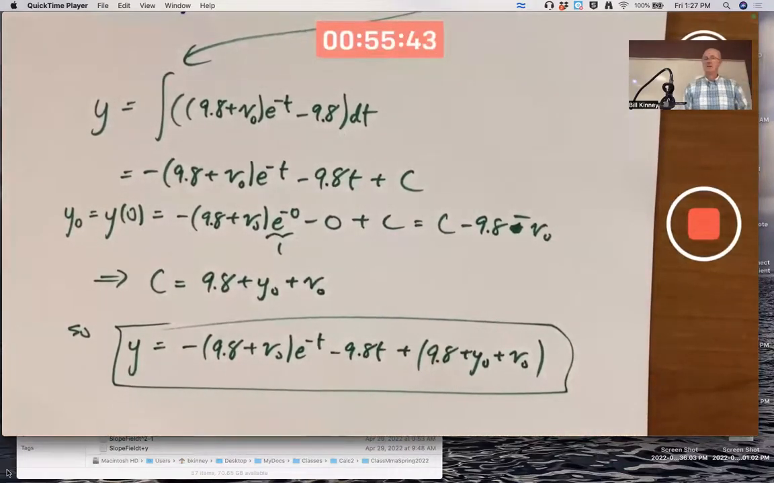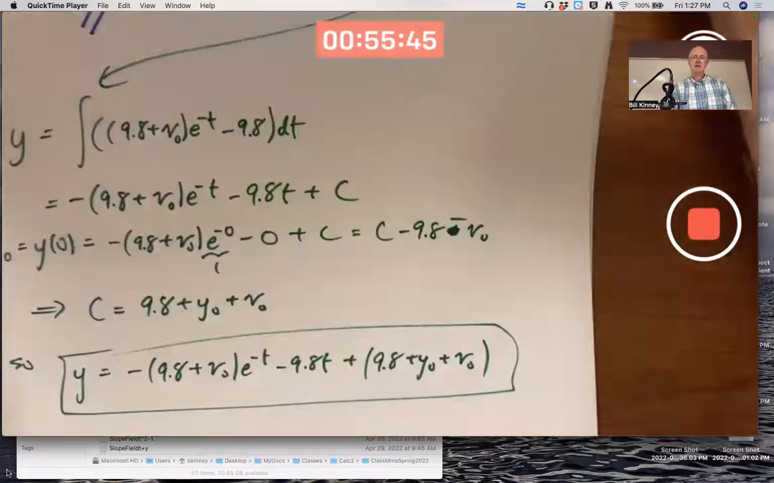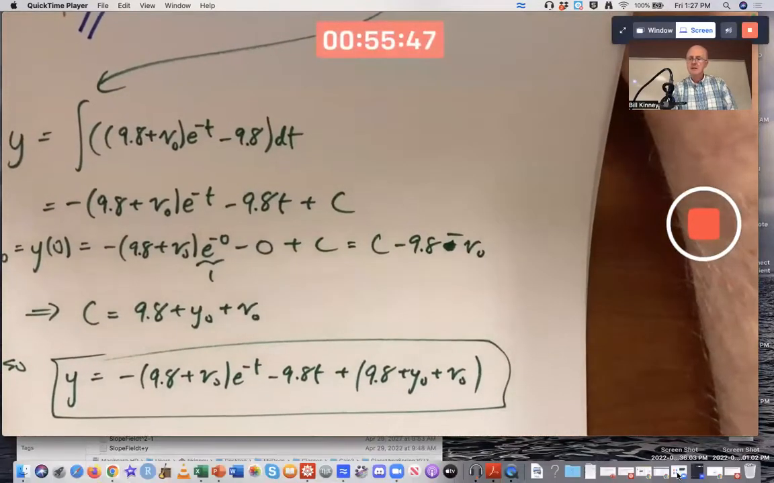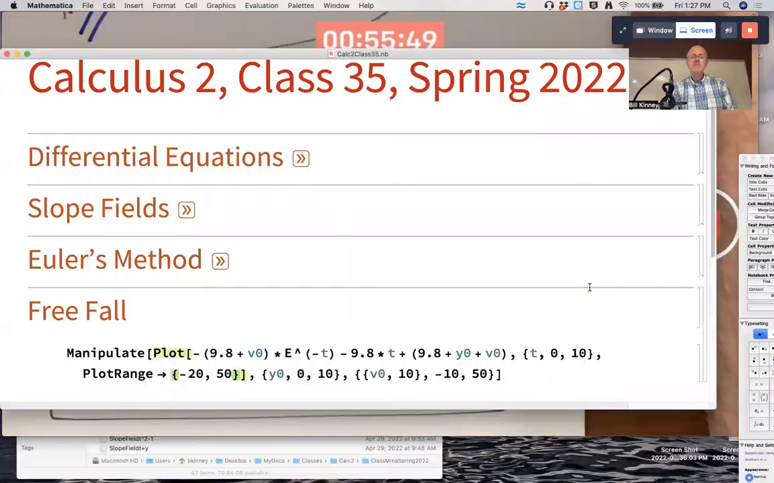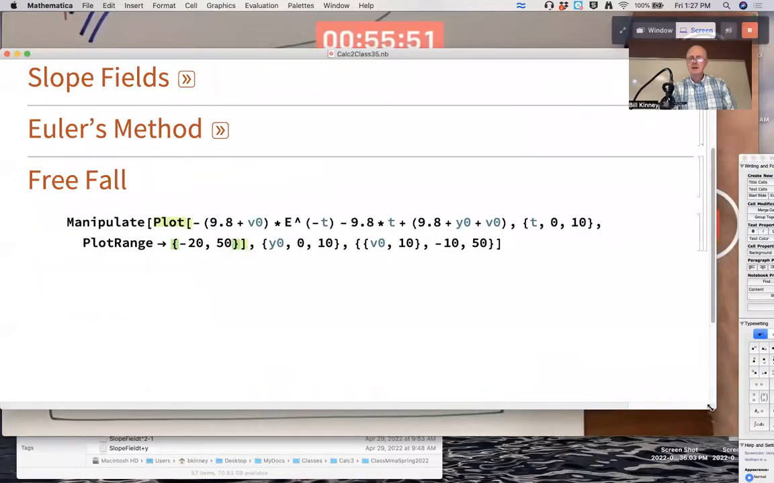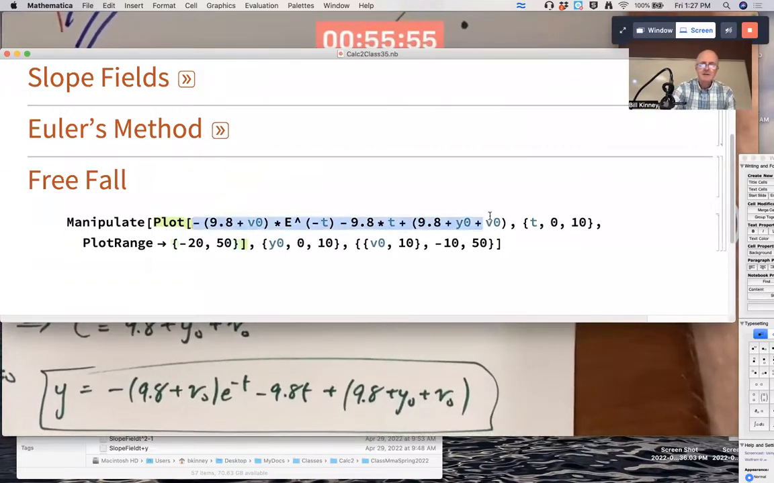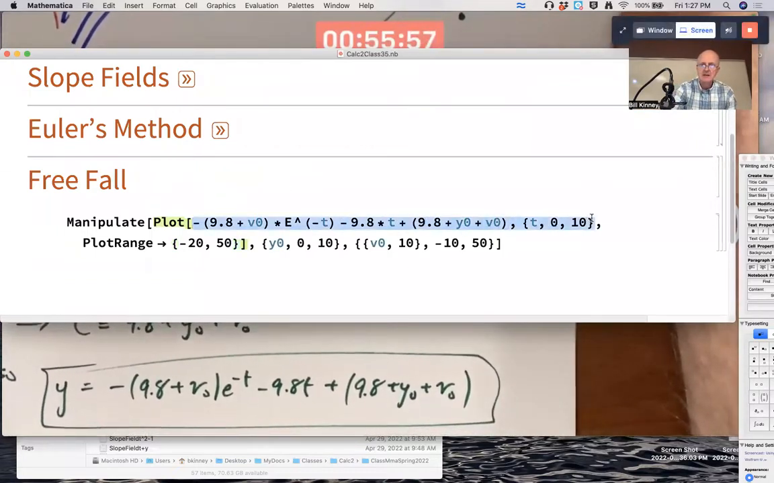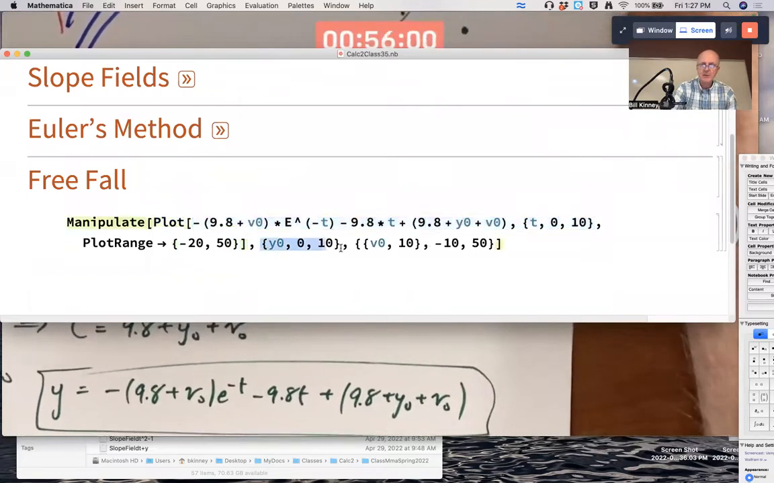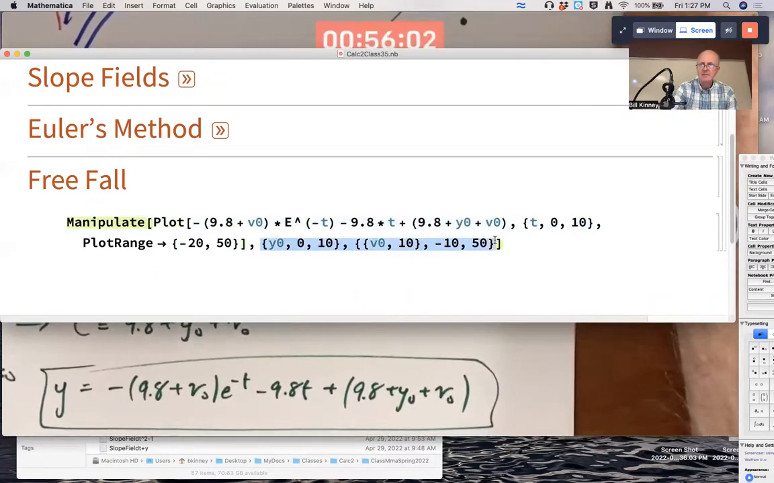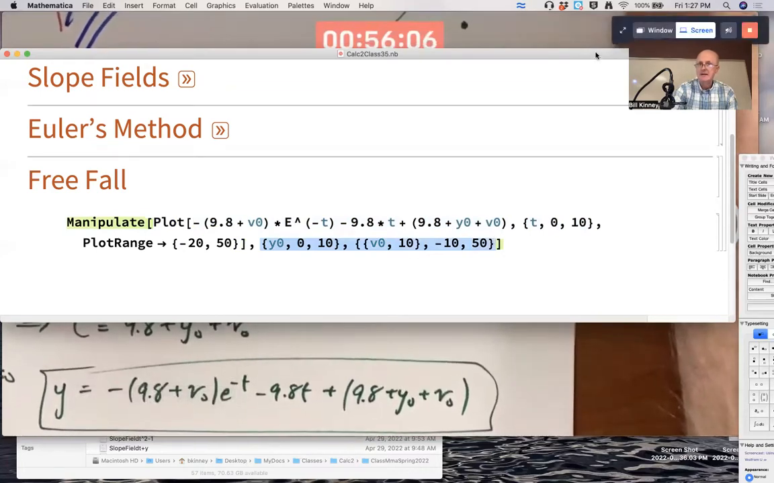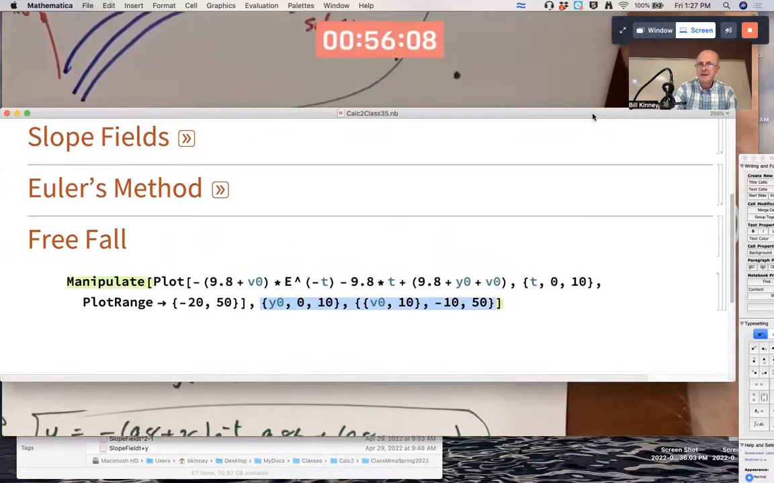What does its graph look like? With this code, I'm going to plot it as a function of t for different values of Y naught and V naught, is effectively what this is doing. Do you need to know this code for the exam? No.